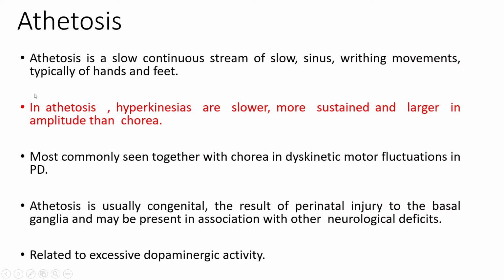So what is athetosis? Athetosis is a slow, continuous stream of slow, sinusoidal, rhythmic movements, typically of the hands and feet. In athetosis, the hyperkinesias are actually slower and more sustained and are larger in amplitude than chorea. So this is a very important point to differentiate chorea and athetosis: athetosis is slower, more sustained, larger in amplitude. Most commonly seen together with chorea and dyskinetic motor fluctuations in Parkinson's disease.